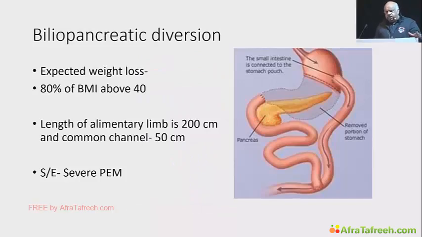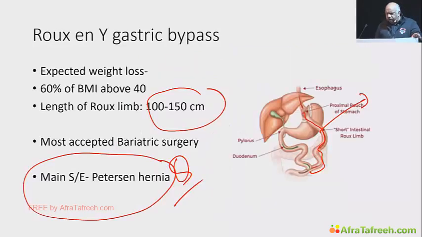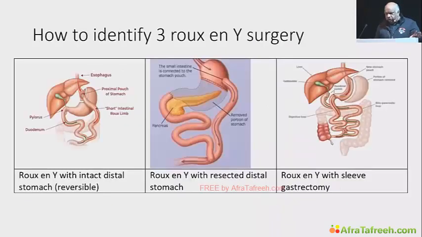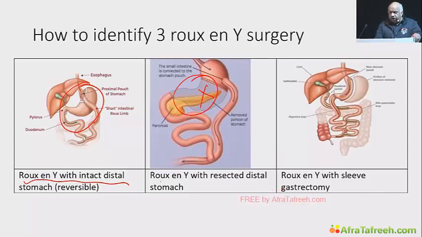Biliopancreatic diversion is an obsolete surgery. In this surgery, how to differentiate this from this, I'll tell you. There are 3 Roux-en-Y surgeries we do. If you find a normal stomach, this is Roux-en-Y gastric bypass. With Roux-en-Y, if you find distal gastrectomy, this is biliopancreatic diversion. And if you find sleeve gastrectomy, this is duodenal switch.